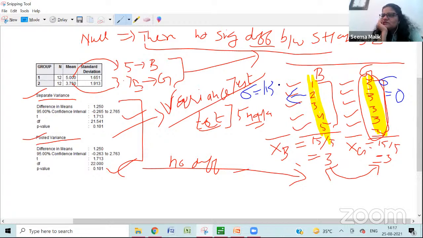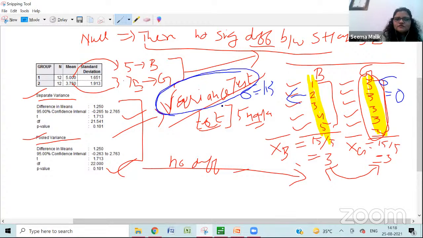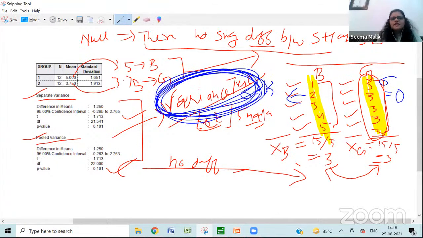It means just by having a comparison of mean, we cannot get good results. We need to have a glance over the variations. That is why we need to perform a variance test. So please understand it.